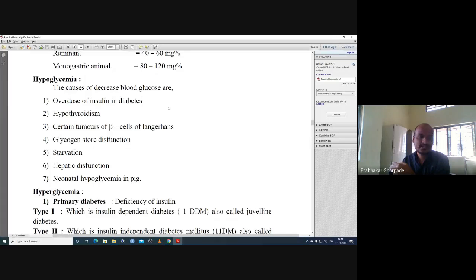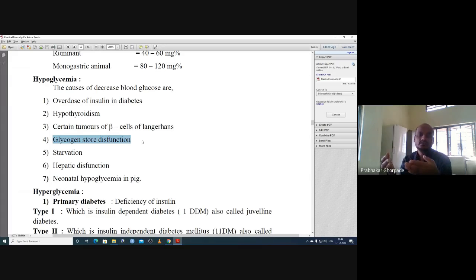Hypothyroidism: the thyroid gland is not acting properly, and if a person or a dog has hypothyroidism, then he can suffer from hypoglycemia. We know the thyroid hormone is very important in the metabolism process, enhancing our metabolic rate. So if hypothyroidism is there, you can get hypoglycemia. Next, certain tumors of the beta cells of the islets of Langerhans. If the pancreatic beta cells get some tumor, in that case we can get hypoglycemia. Next, glycogen storage dysfunction.